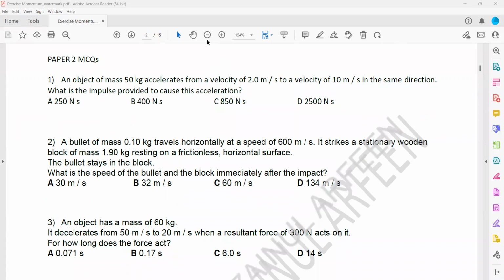So an object is there. In the question, there's an object of mass 50 kilogram. This is the mass of the object. It was moving at a speed of 2 meters per second. Then it changes the speed to 10 meters per second in the same direction. We need the impulse. Whenever we need the impulse, impulse refers to a change in the momentum.